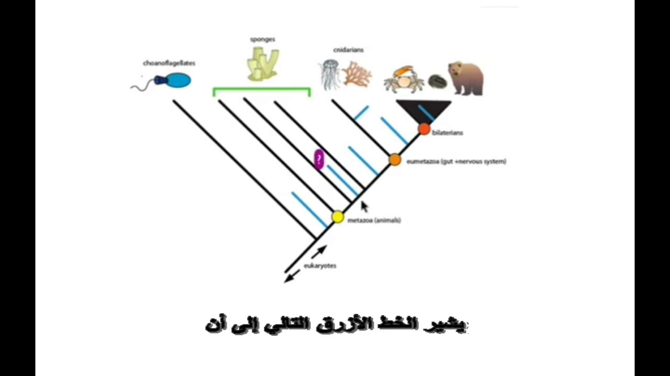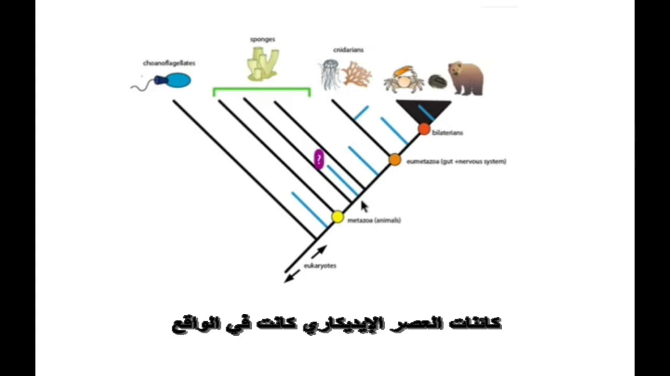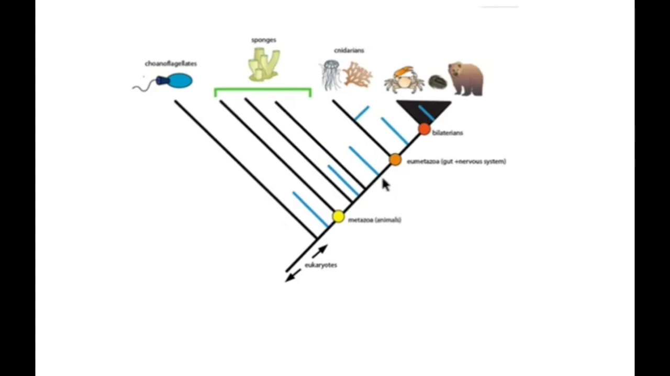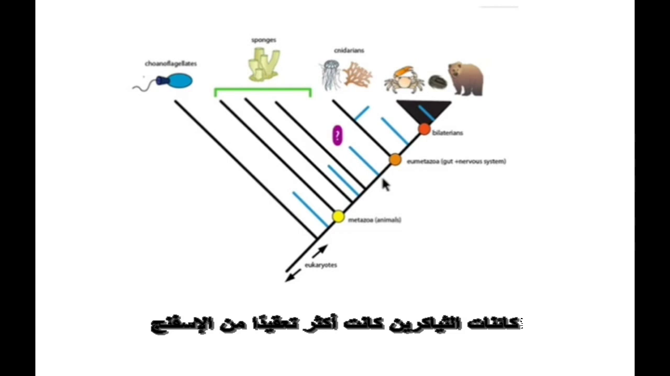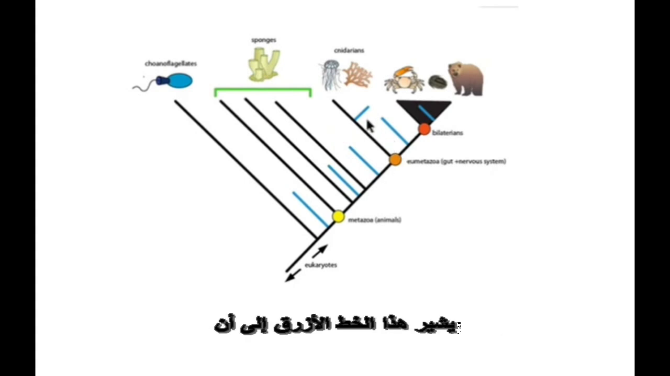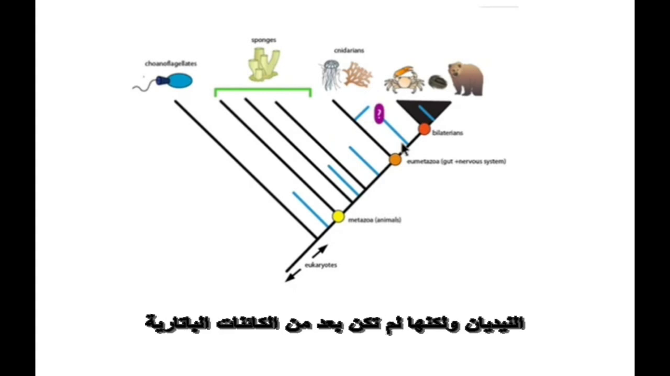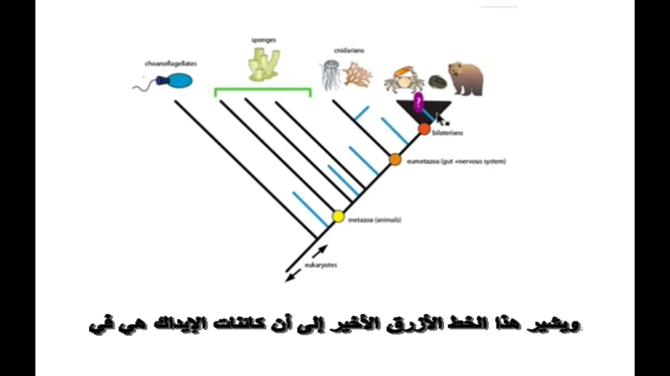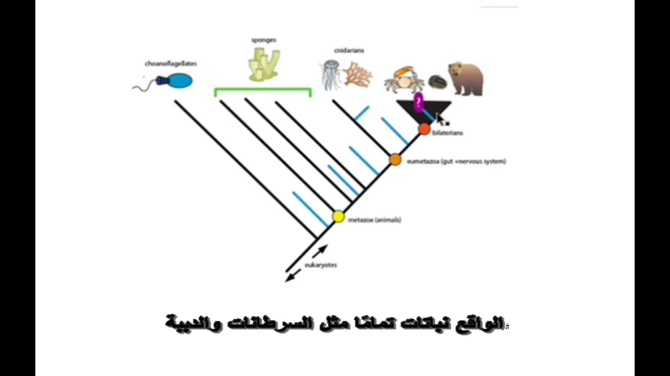This next blue line indicates that the ediacaran organisms were actually an extinct group within the complicated sponge category. This blue line indicates that the ediacaran organisms were more complex than sponges, but were not quite as complex as eumetazoans. This blue line indicates that the ediacaran organisms were an extinct group of cnidarians. This blue line indicates that the ediacaran organisms were more complex than cnidarians, but were not yet bilaterians. And this last blue line indicates that the ediacaran organisms were actually bilaterians, just like crabs, bears, and trilobites.